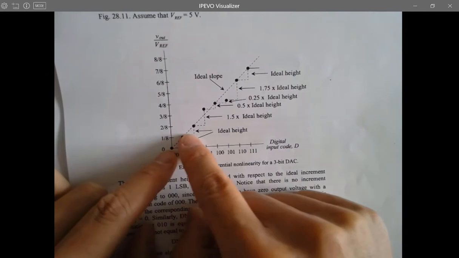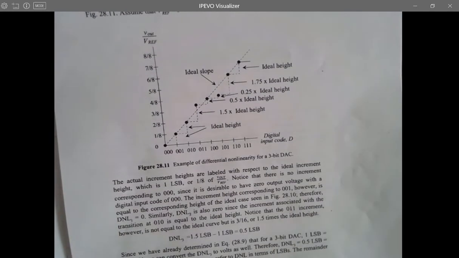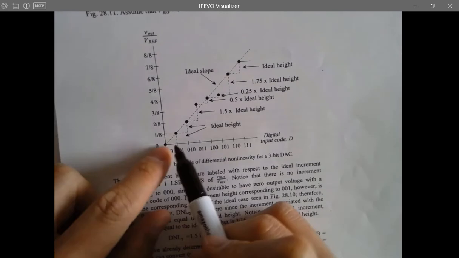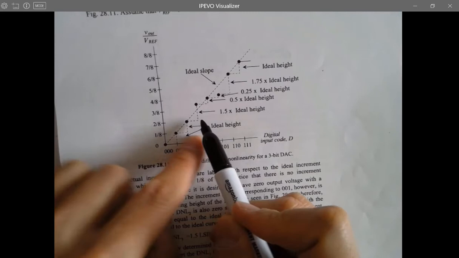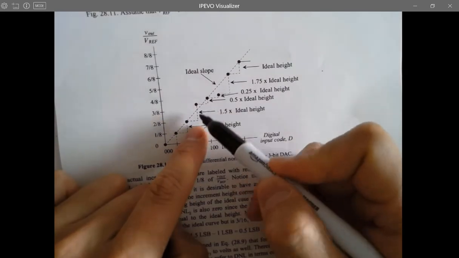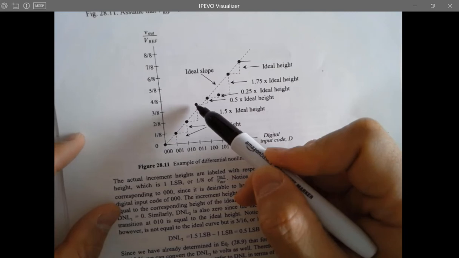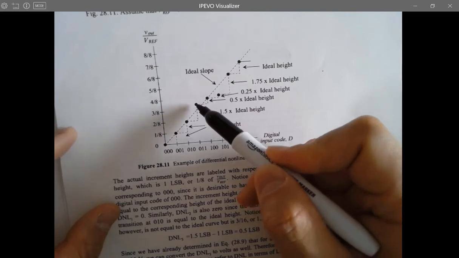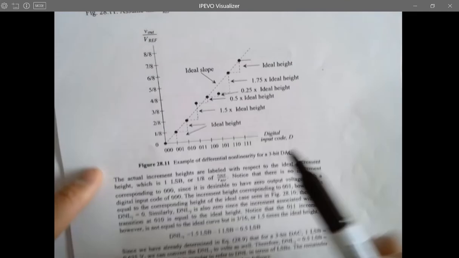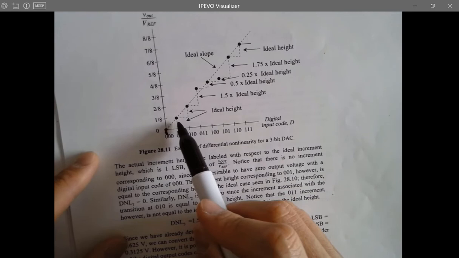Here are all these transitions. And you can see that this is great. This works really well. But here, the transition is a bit larger than the ideal transition step. So in that case, this is DNL0, DNL1.